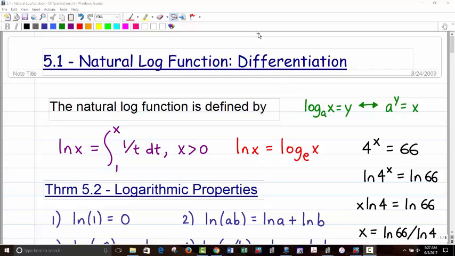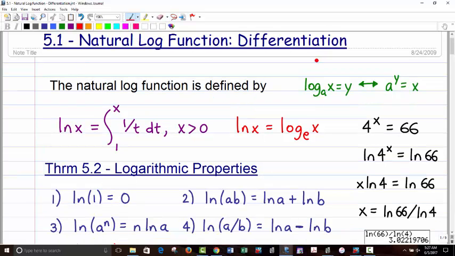This video is entitled The Natural Log Function Differentiation. Now, logs generally work in this process right here. You can always find sources if you need to review properties of logs, but how logs and exponentials relate to each other.